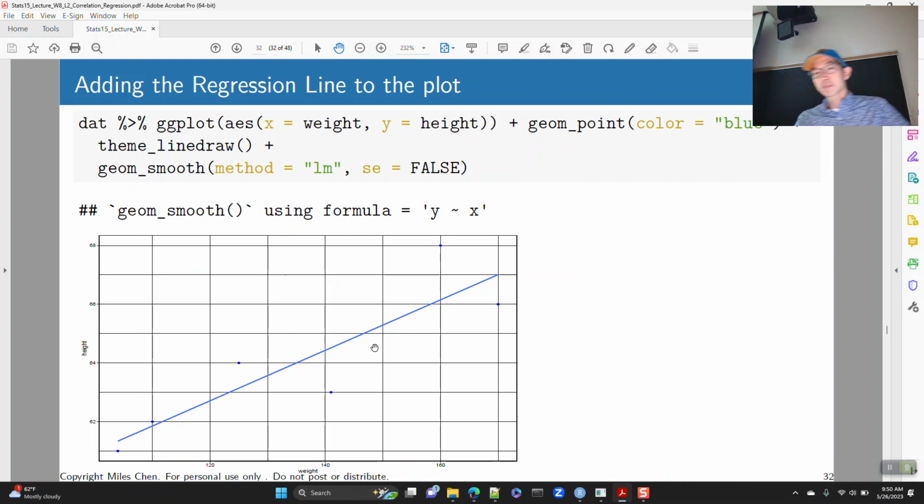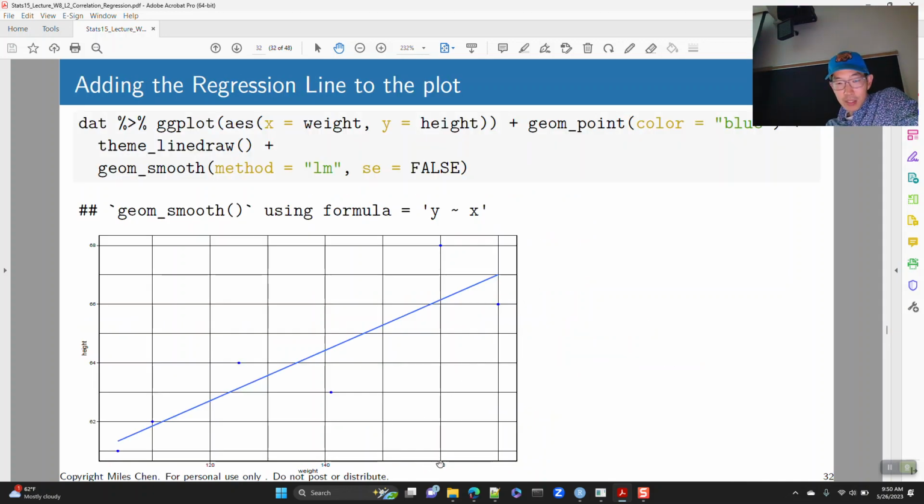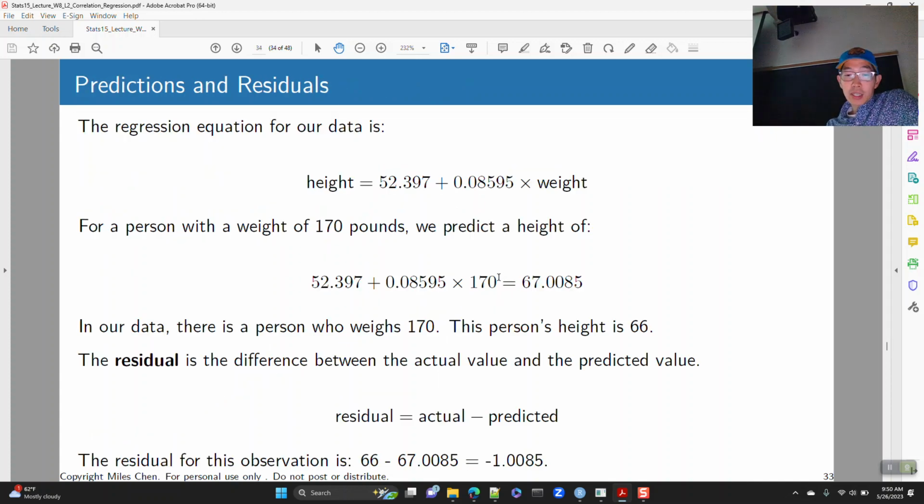Okay. Well, anyway, we plug in 170 and it says 67, and I don't know if you can see this, but if I plug in 170 here, this line is right at about 67. Okay, and so that lines up.